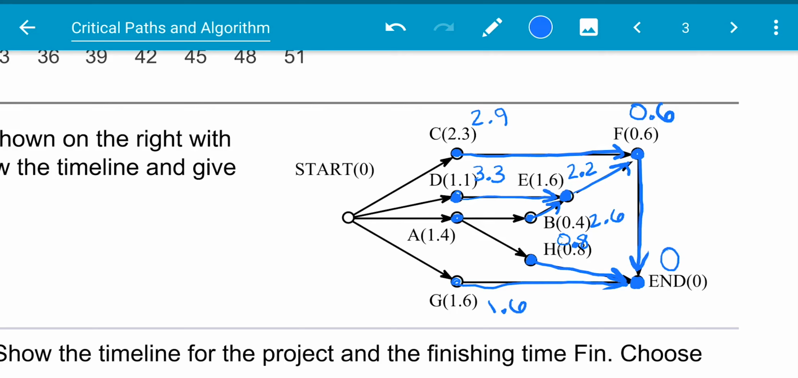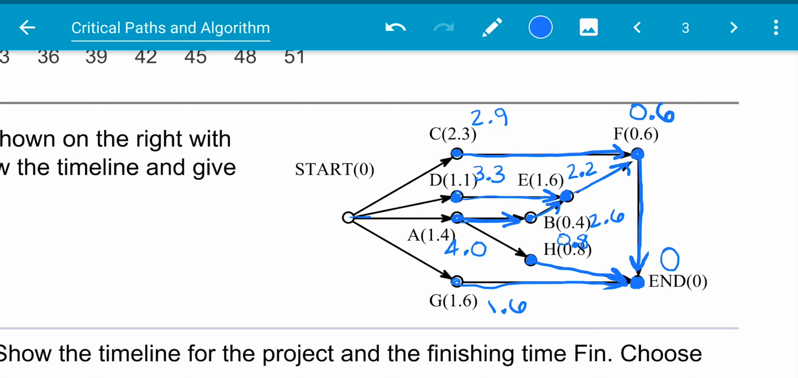We have 2.6 or we have 0.8. Remember, with the critical path algorithm, we're going to choose the bigger of the two. So we're going to go this way. We're going to do 2.6 plus 1.4, so we're going to get 4.0. So now we're going to look at, we have 2.9, 3.3, 4.0, and 1.6.